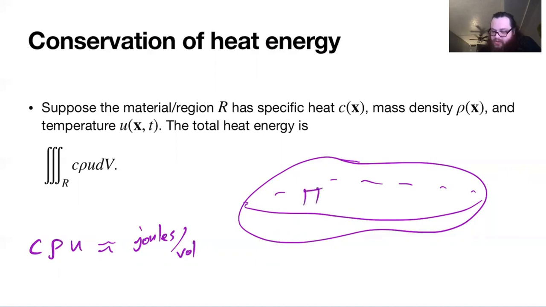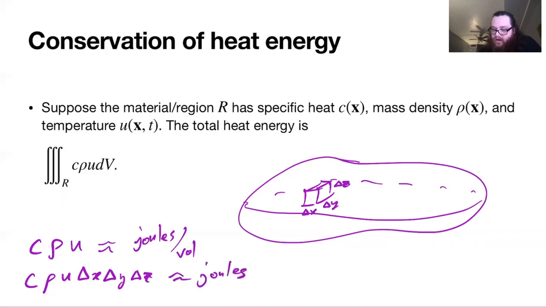So if we want to know how much energy is in this little infinitesimal box here, that's delta x, delta y, delta z, then c rho u times the volume of this box, which in this case is delta x delta y delta z, we have energy per volume times volume. So this is going to be joules. And then what we do is take a bunch of these boxes and add them up. That's going to give us this integral over the entire region R. So we compute the total energy for each infinitesimal box, add up all the boxes, and let the boxes shrink to 0. You're going to get this integral. Point is, this is our expression for the total heat energy in this region R.